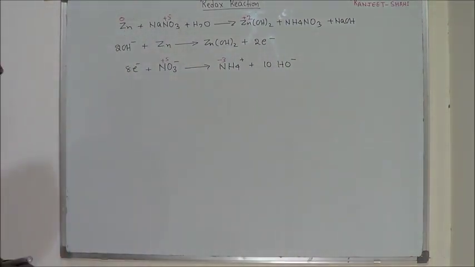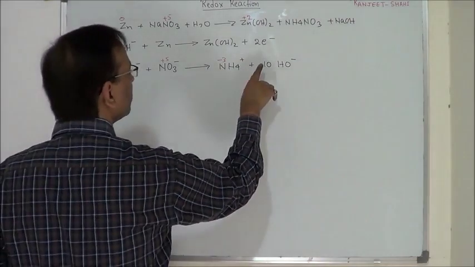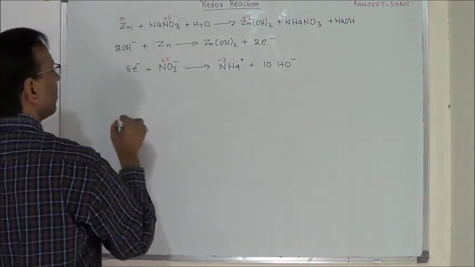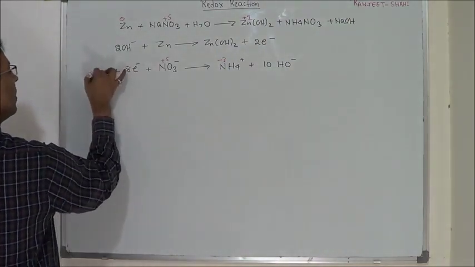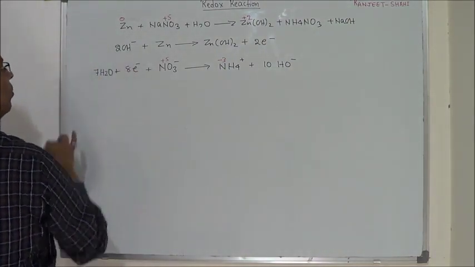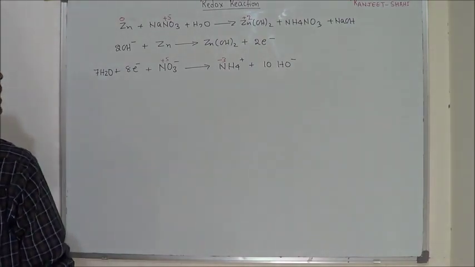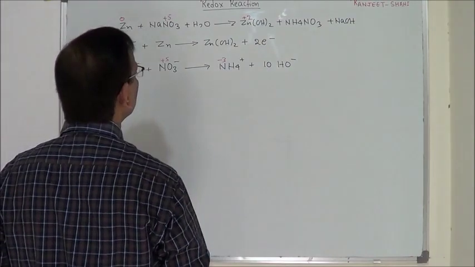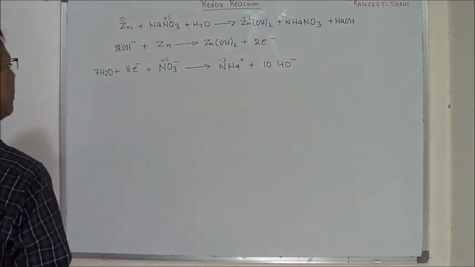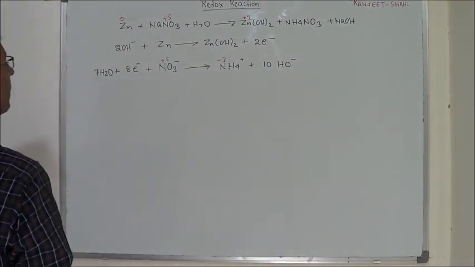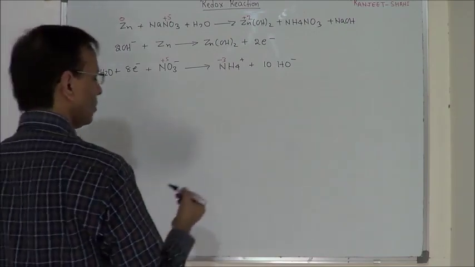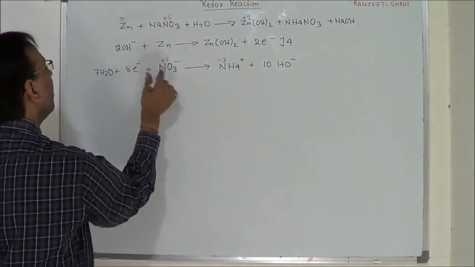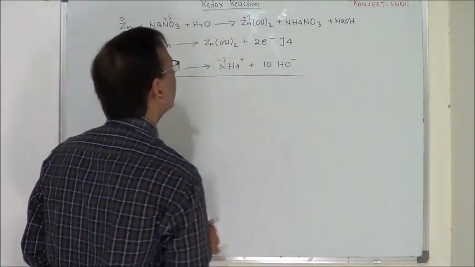Now balance the oxygen and hydrogen. Here we have 10 oxygen, 3 oxygen, 7 less, so 7H2O. So hydrogen is balanced: 7 into 2, 14, 4, 10, 14, balanced. Water balanced. Now equalize the electrons. 2 electrons, so multiply it by 4. 4 into 2, 8, 8 electrons, and add them.